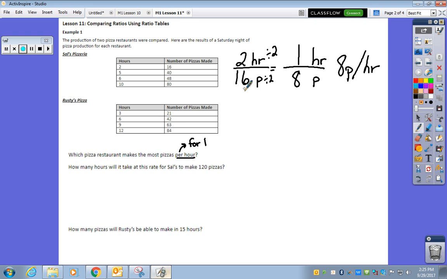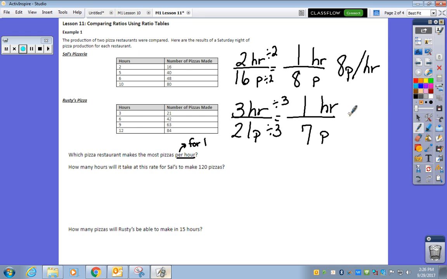So we can do the same for Rusty's Pizza. Again, we can choose any one of these ratios in the table. I'm just going to start with that top one again. So this one is 3 hours for 21 pizzas. Set up my equal fraction with hours over pizza. We want to go down to 1 hour because that's where we'll be able to compare them at that 1 hour. 3 divided by 3 is 1, so 21 divided by 3 is 7. That means that Rusty's can do 7 pizzas per hour.